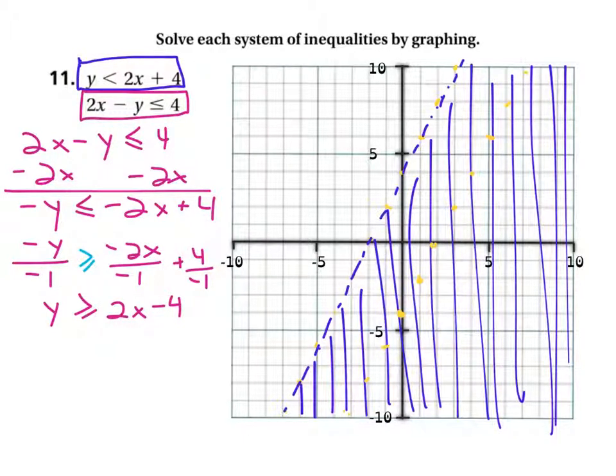we're going to get parallel lines. That doesn't mean there's no solution though, because remember, it's not where they cross, it's the entire region of the graph on one side or the other side of the line. So I'm going to put a line there.